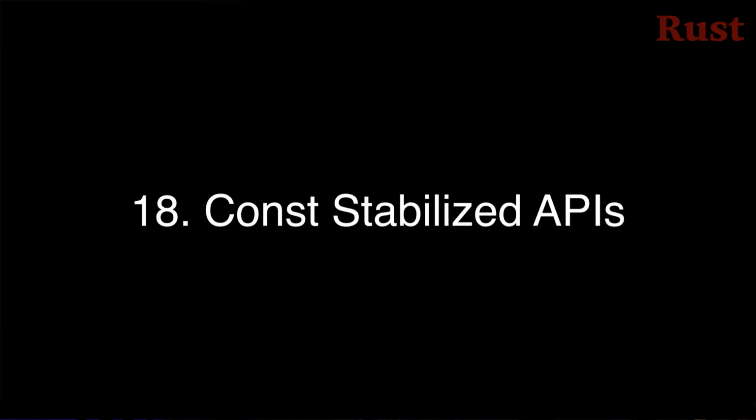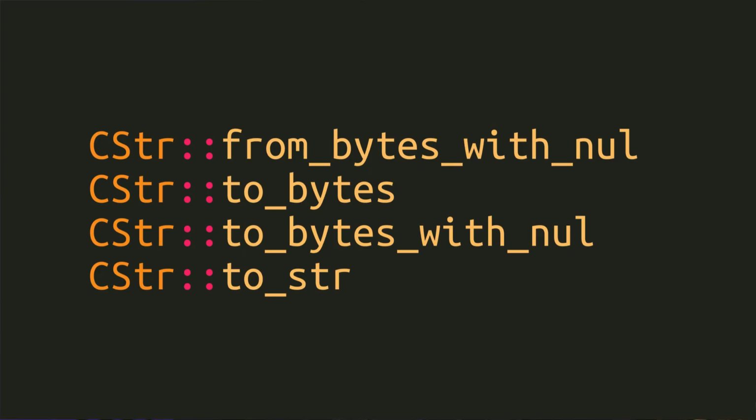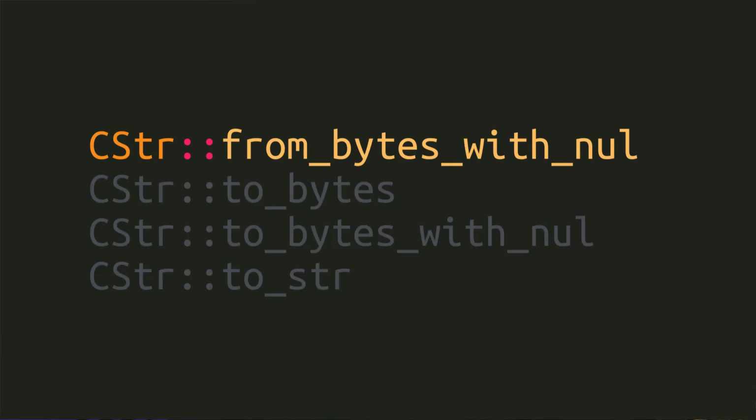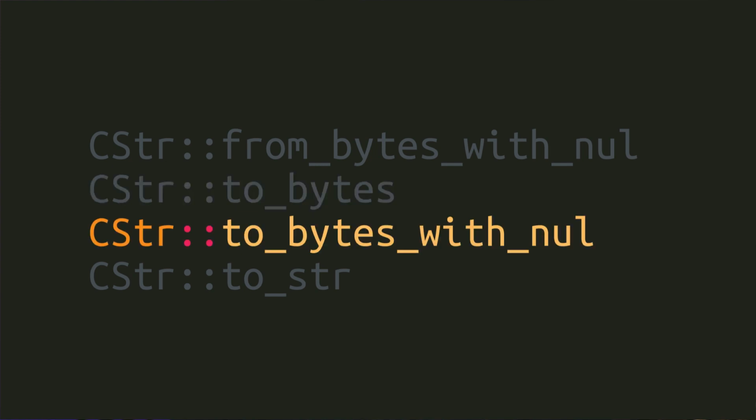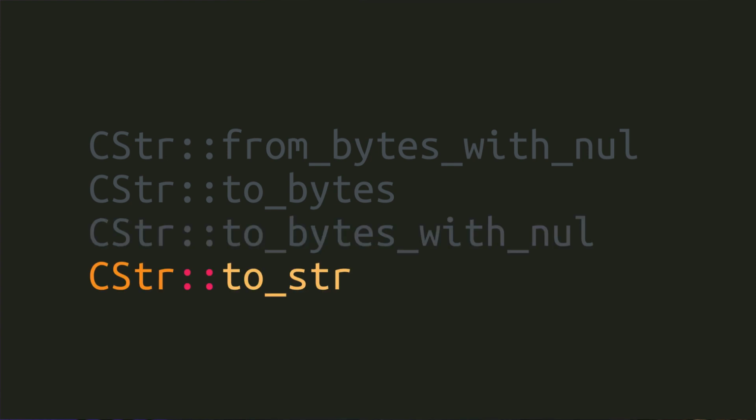Number 18. There are 4 items which are now available to use during that unlimited const evaluation time you now have access to. All 4 deal with the CStr struct. from_bytes_with_nul creates a CStr from a byte slice with a null terminator. to_bytes converts a CStr into a byte slice. to_bytes_with_nul converts the CStr to a byte slice with the trailing null byte, and to_str returns a borrowed string slice if the CStr happens to contain valid UTF-8, otherwise it returns an error.